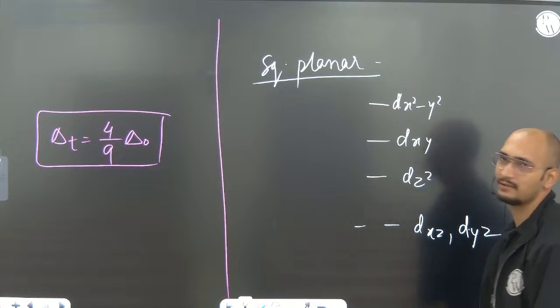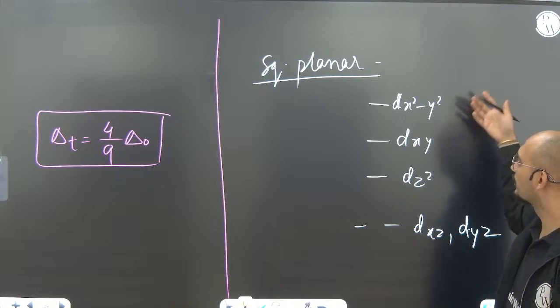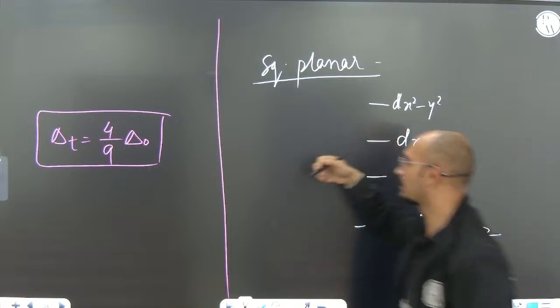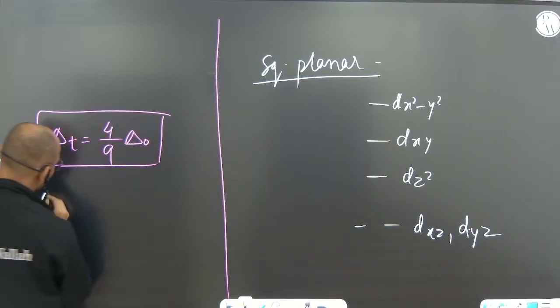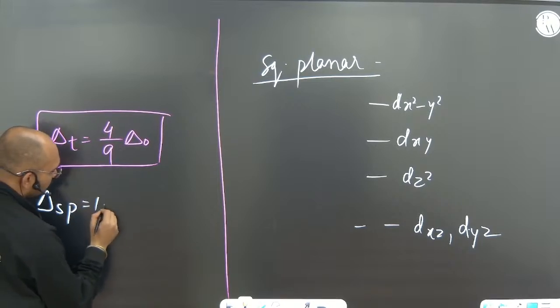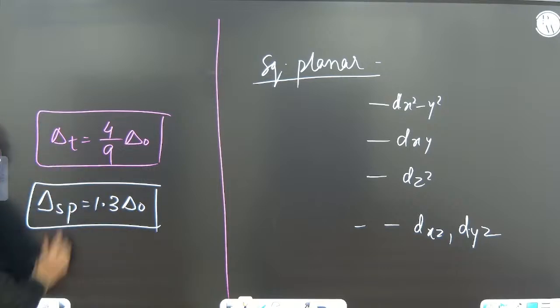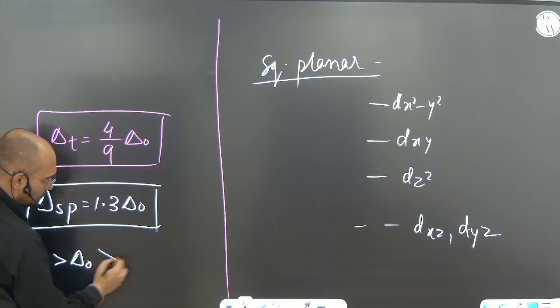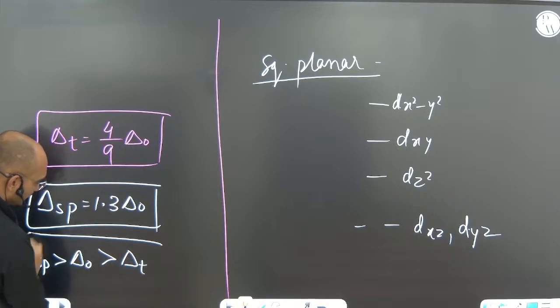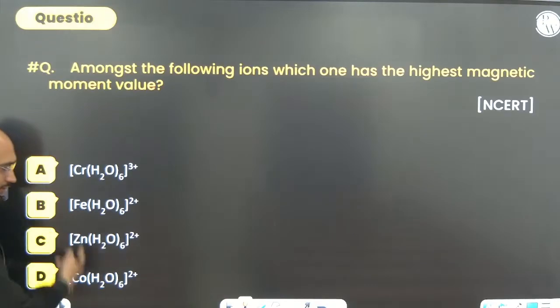These will be at the lowest. तो यहाँ पे जो delta SP होता है, what will be the relationship of delta SP and delta naught? See, delta SP is maximum. It is how much? 1.3 delta naught, even more than delta naught. Delta t is minimum, so delta SP is more than delta naught, or delta octahedral is more than delta tetrahedral. Keep in mind these points are very important.